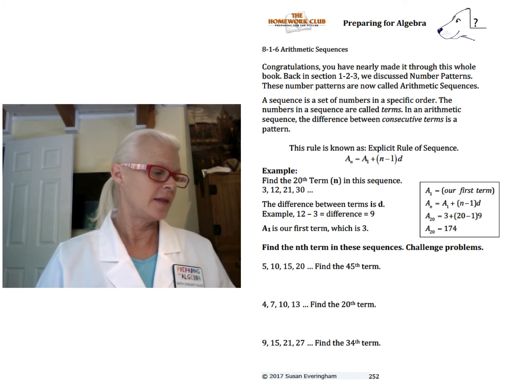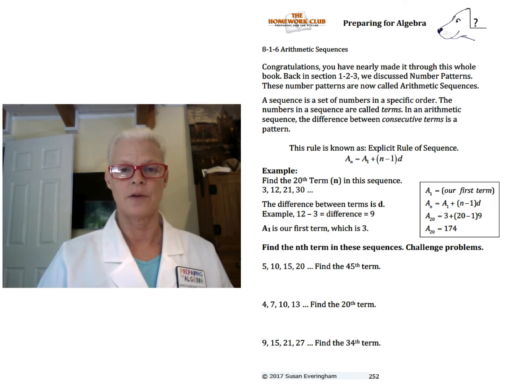Go ahead and find the 45th, the 20th, and 34th term of the following problems.